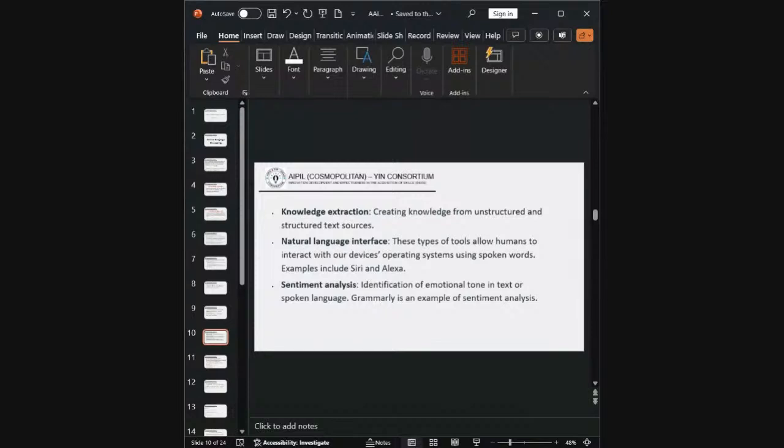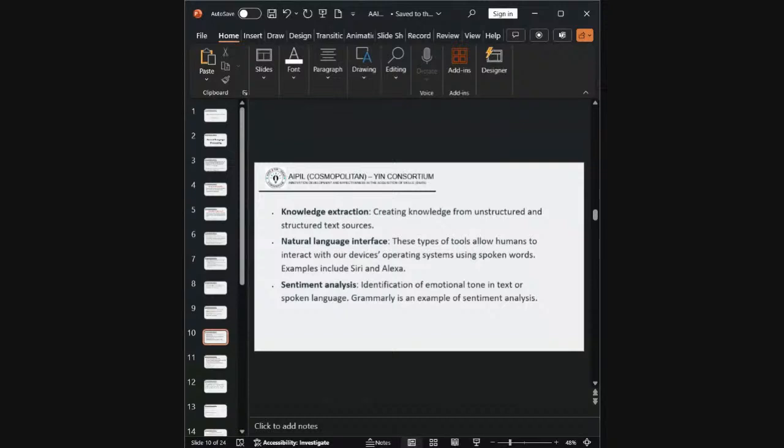Natural language interfaces allow humans to interact with our devices and operating systems using spoken words or actually text. I should have added that. And of course, in this class, we always use the generic example that is common to everybody: Siri, Alexa. You have a feel of how they work, actually. Okay. Now, next point.